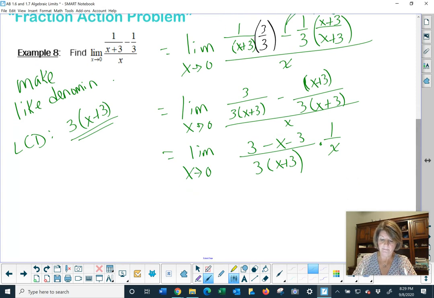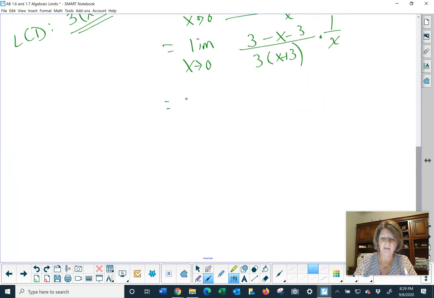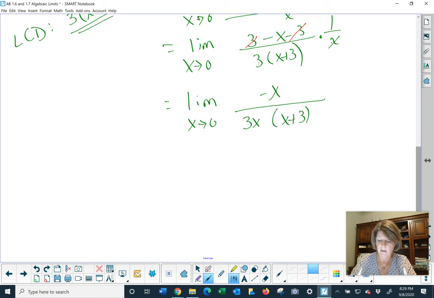Simplify again. I'm probably showing more steps than I have to, but I just don't want to lose anyone. So I get 3 minus 3. So on top, I'm going to be negative x. On bottom, I'm going to have 3 times x times an x plus 3. And yes, you're right, we can reduce those x's. We are getting so close to the end of this problem. You're like, about time. Negative 1 over 3 times x plus 3.